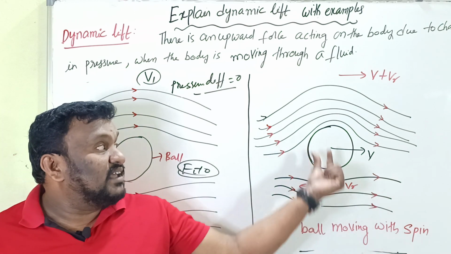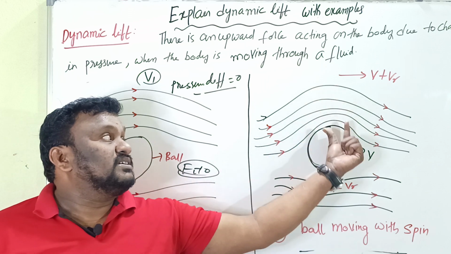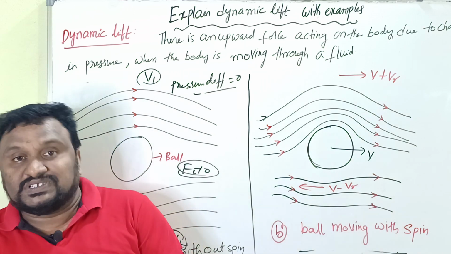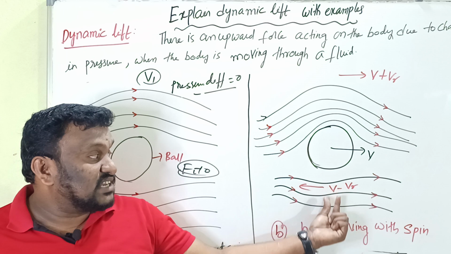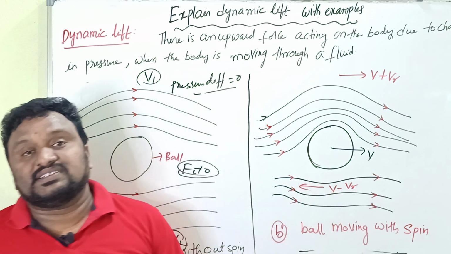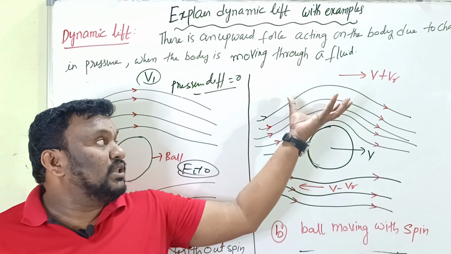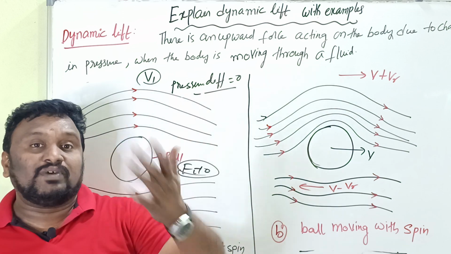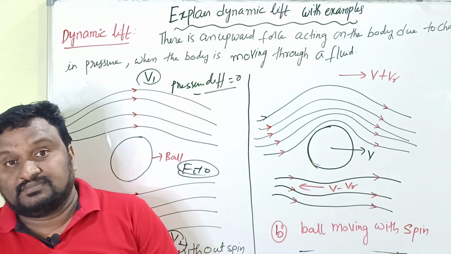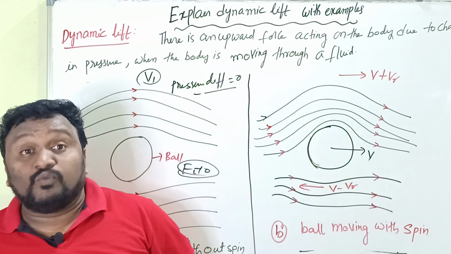You can observe the diagram. What you have to say? These are very crowded. The streamlines above the ball are very close to each other, and below the ball the streamlines are rarefied, with some distance between them. Clear? That's why above the ball the streamlines are closer together, so velocity is more. Below the ball the streamlines are separated by some distance, so velocity is less.